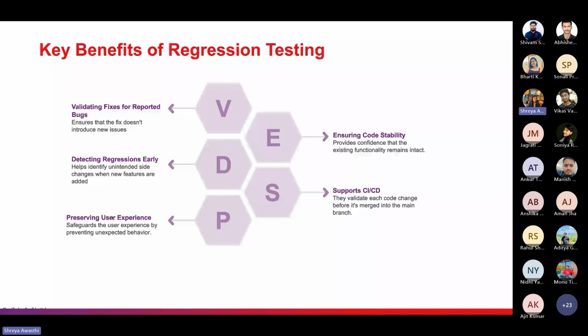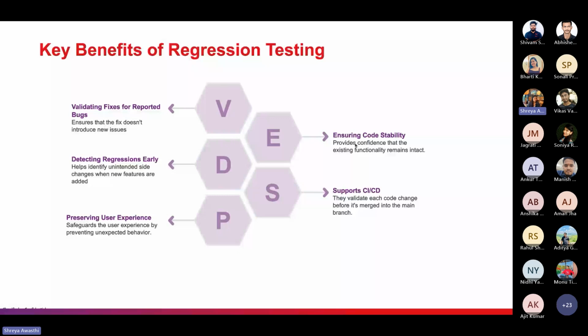Preserving UI experience. A smooth user experience is crucial for keeping our users happy. This ensures that new features don't disrupt existing functionalities. So we perform regression testing to provide a consistent experience for all of our users.